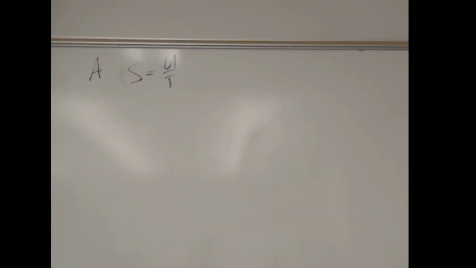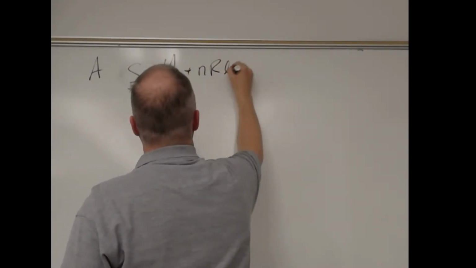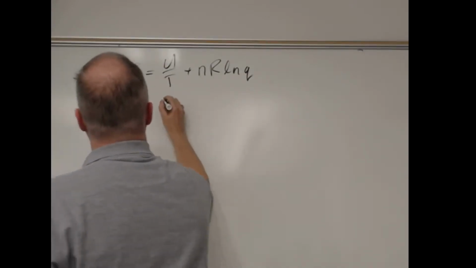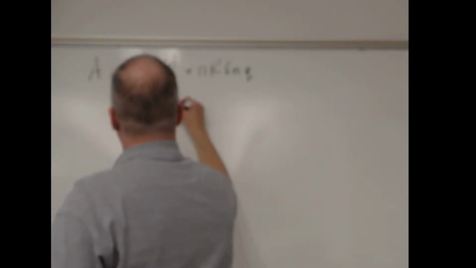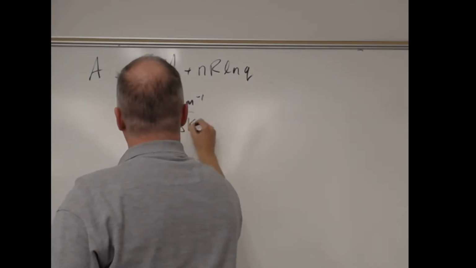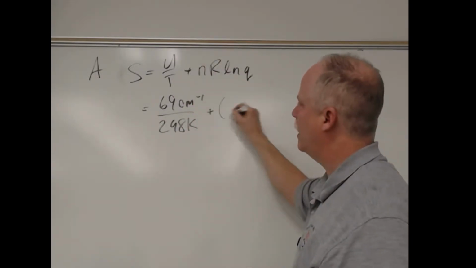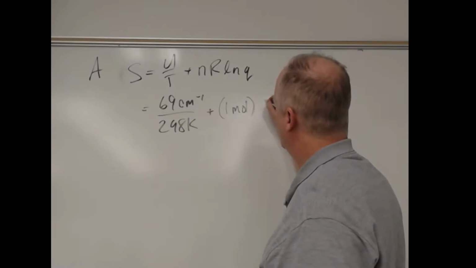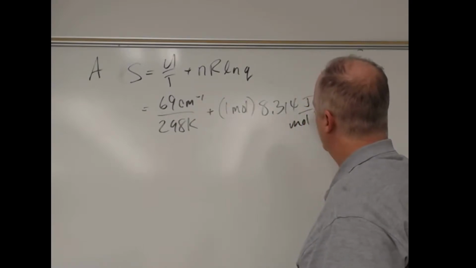So we have U over T plus k ln Q. For A, we had 69 wave numbers and 298 Kelvin. Here we're going to calculate this for 1 mole. And we have the gas constant, 8.314 joules per mole Kelvin.